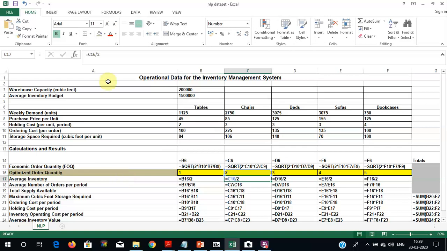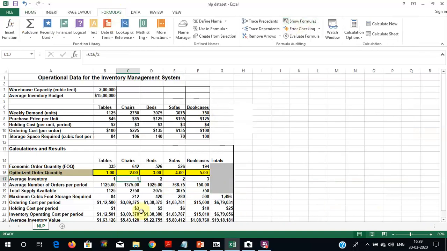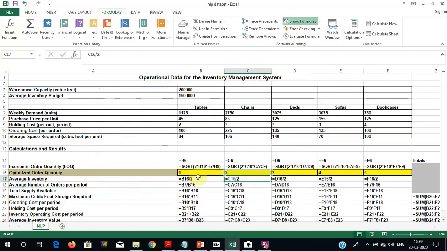And how do I show it? I go to formulas, and I'll just show formulas. If I take it back, it will show me the numbers. So what I've done is I go to the top in Microsoft Excel, go to formulas, let's just show. Average inventory is the inventory, in this case, whatever optimized order quantity we find, divided by 2 becomes the average inventory.